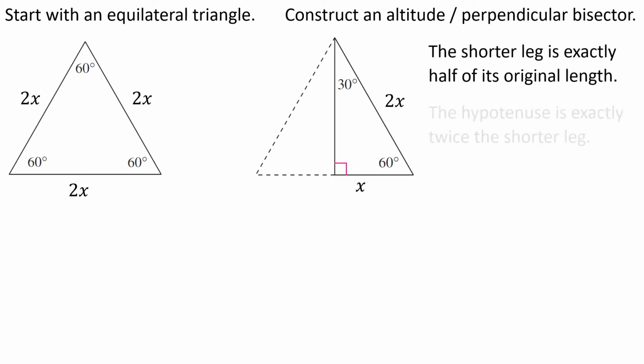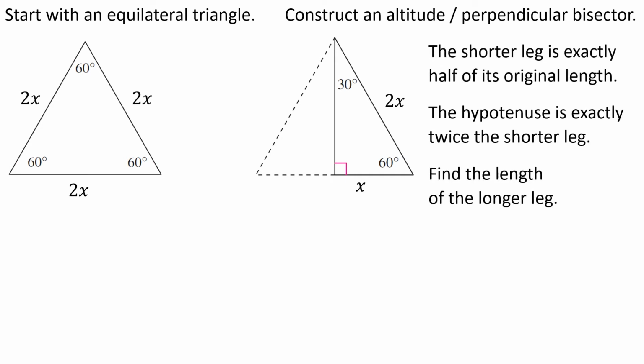Well, we're going to have to find out. Let's find the length of that longer leg. A squared plus b squared equals c squared. A squared plus x squared equals 2x quantity squared. Of course, 2 times 2 is 4. X times x is x squared.